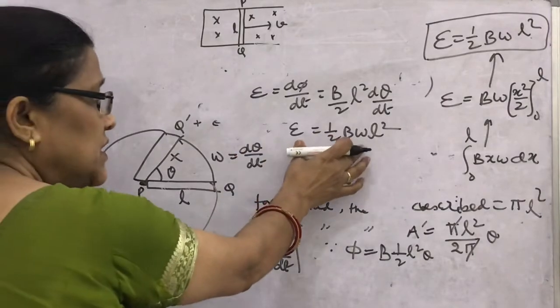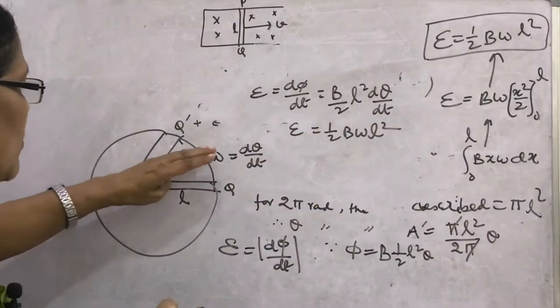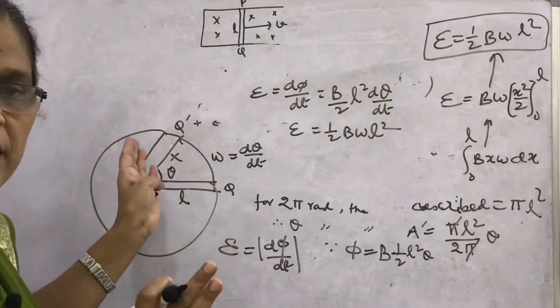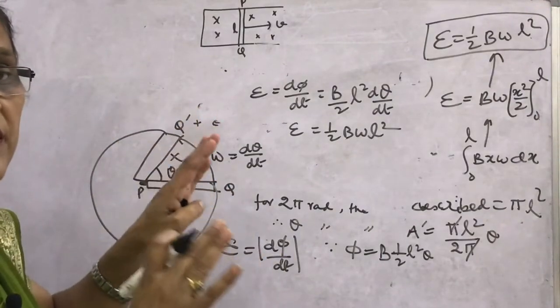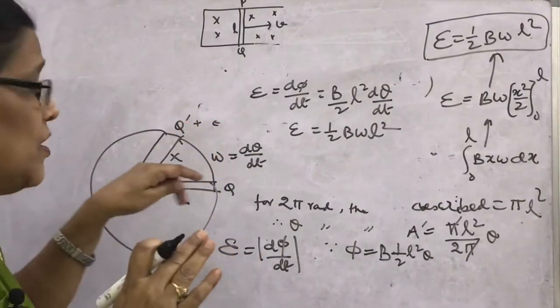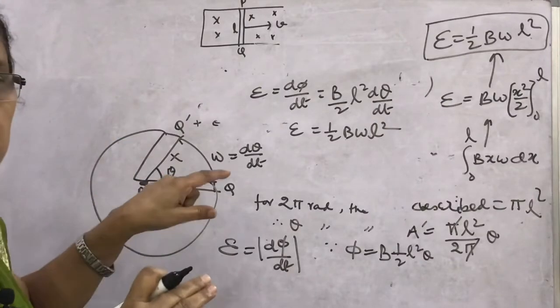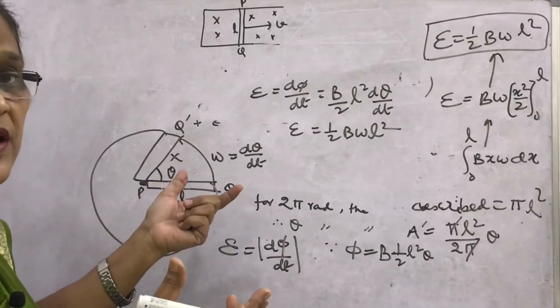So using this expression, you can also find, if the rod is rotating in the magnetic field, how much motional EMF is produced across its ends. This rod is behaving like a cell.